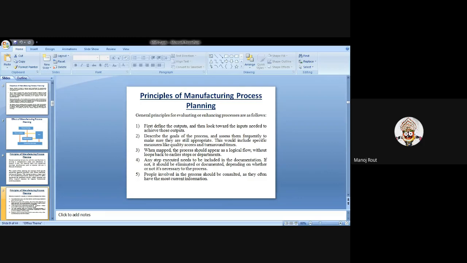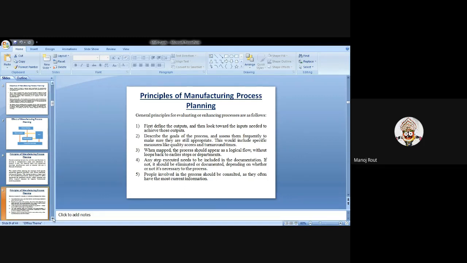When mapping, the process should appear as a logical flow without looping back to an earlier step or department. As you know, going to the next point, any step executed needs to be included in the document. In a manufacturing process, every step should be documented for future use or future research. If not, it should be eliminated or documented depending upon whether it is necessary to the particular process. And the last one is that the people involved in the process should be consulted, as they often have the most current information. So these are the principles of your manufacturing process.